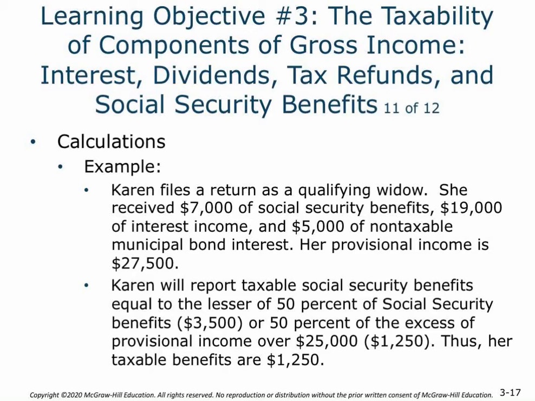And she's going to report a taxable Social Security benefit equal to the lesser of 50% of that benefit, so that would be the $3,500, or 50% of the excess provisional income over the $25,000 base. So that'd be $1,250. So her taxable benefits here are going to be $1,250.